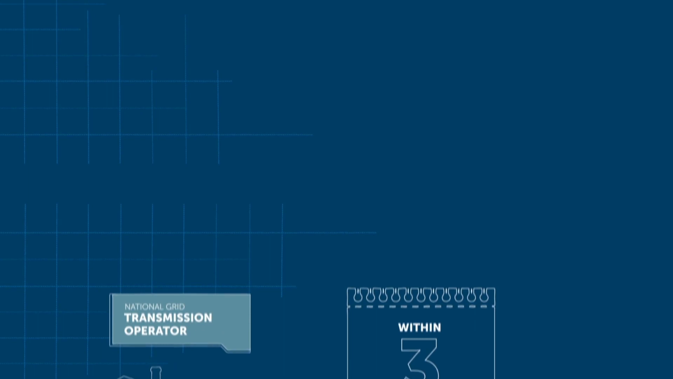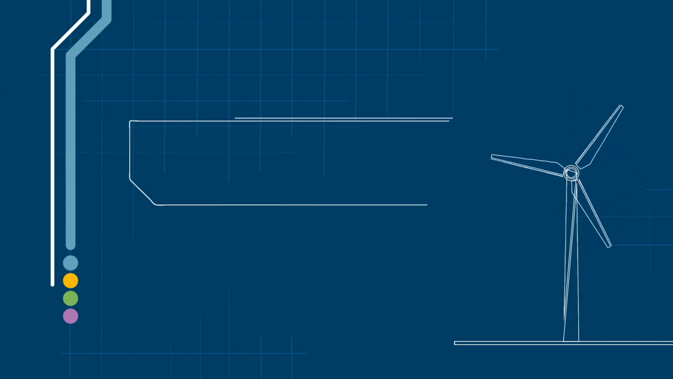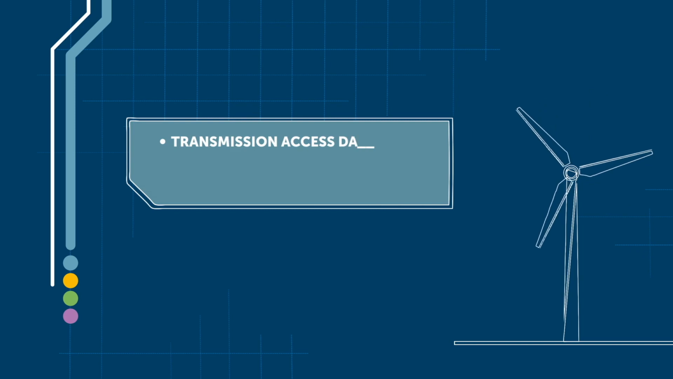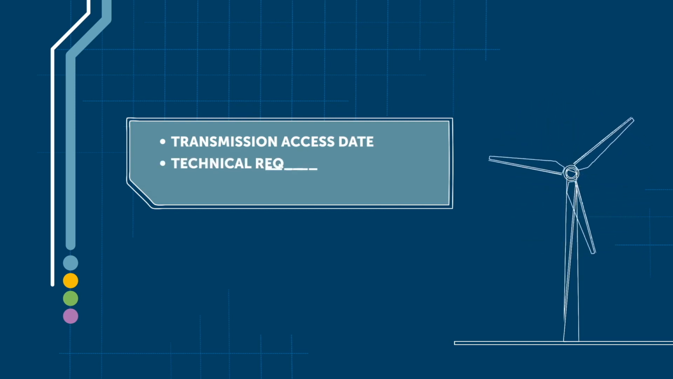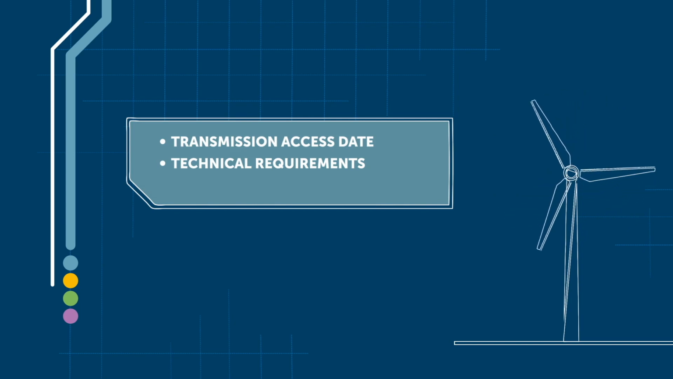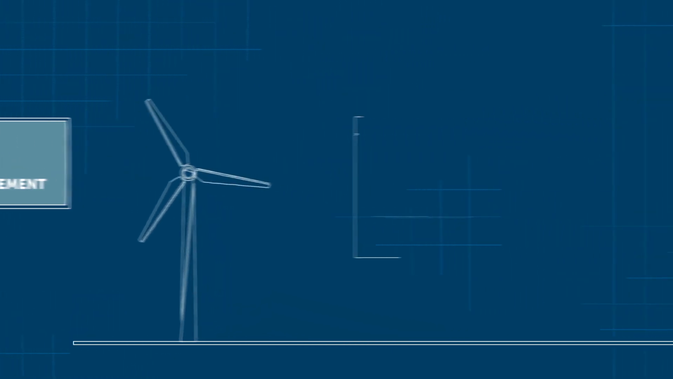Where works are required to facilitate your connection, we will review the technical requirements and, where necessary, issue a variation to your initial connection offer. The variation will detail a transmission access date, any identified technical requirements, such as intertrip or flexible connection, and include your security and liability statement. To progress, you must accept the variation within 30 working days.